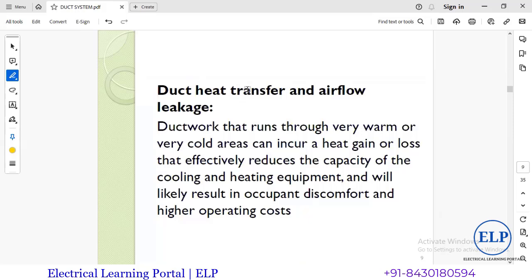Sometimes you get duct heat transfer. Sometimes the ducting is going through a hot area. When the ducting goes through a hot area, there is some heat transfer, and the air inside the ducting gets a little bit heated. That also affects the friction losses.